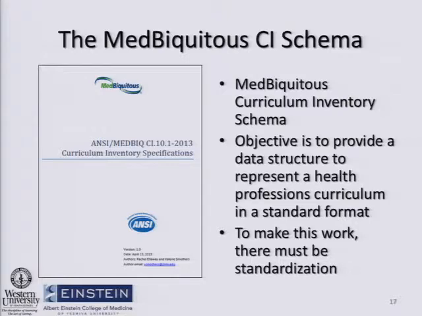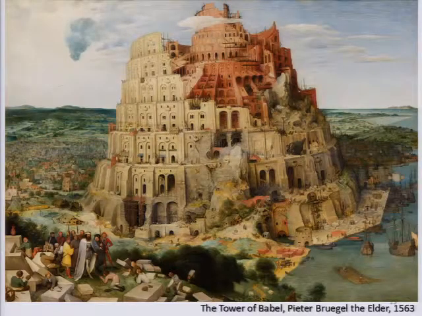So, it is based on this thing called the MedBiquitous Schema, the Curriculum Inventory Schema. The objective is to provide a data structure to represent a health profession's curriculum in a standard format for those who care. This is an XML document, XML specification. And then for this to work, there must be standardization. So what's standardized? Well, we can standardize anything we want.